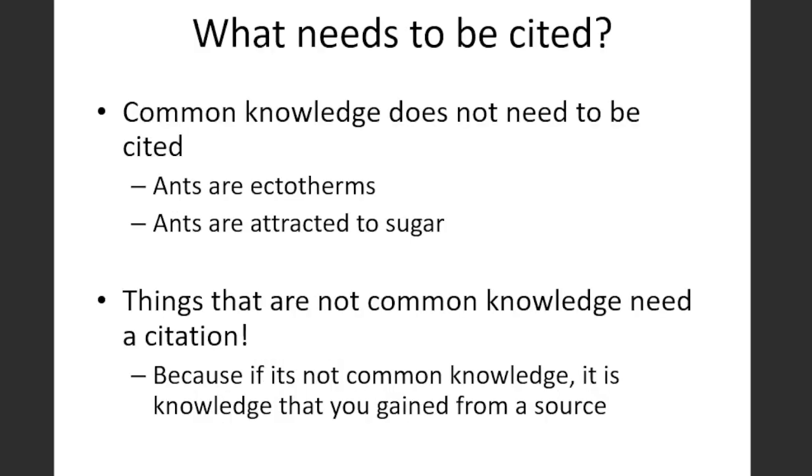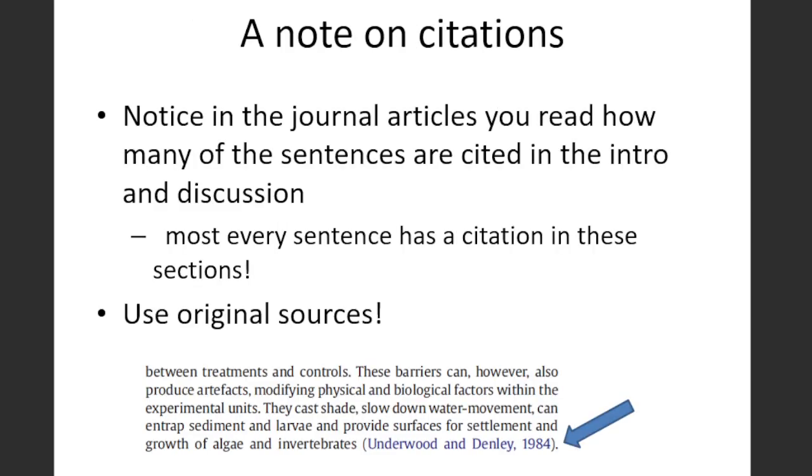Common knowledge does not need to be cited. So ants are ectotherms, ants are attracted to sugar. Those facts don't need to be cited. But things that are not common knowledge do need to be cited. Notice in the journal articles that you read how many of the sentences are cited in the intro and discussion. Mostly every sentence has a citation in these sections. And then use original sources.